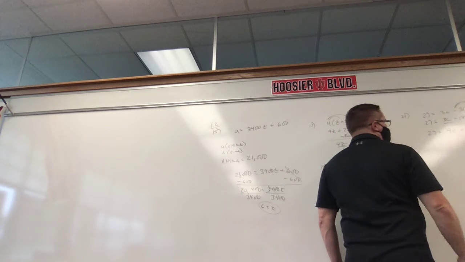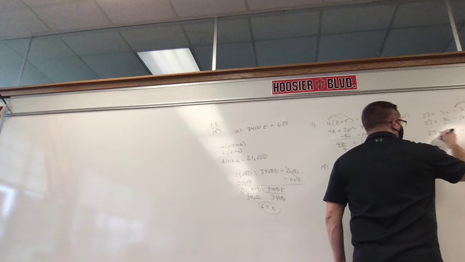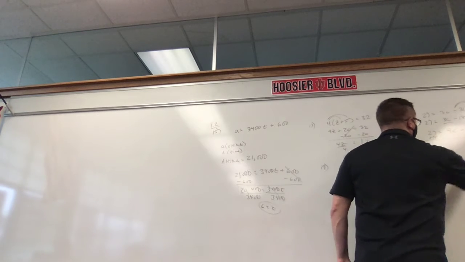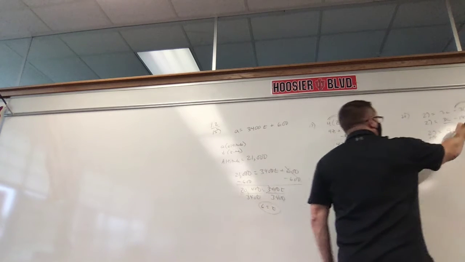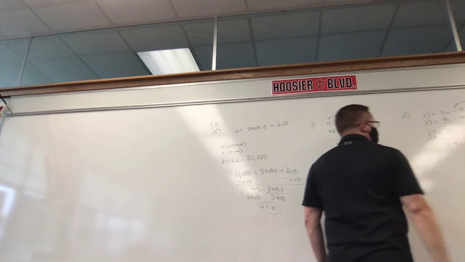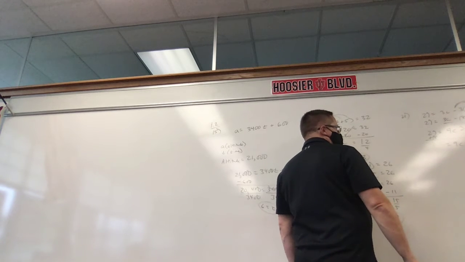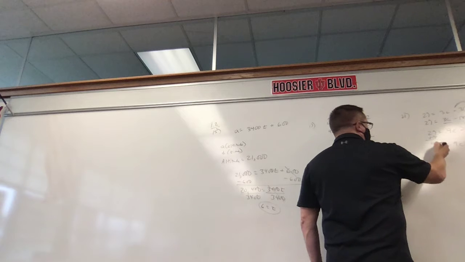Now we're going to get rid of the 9 and the 18. 18 first, it's farther away from the c. So we add 18. The 18's cancel, we're left with 9c on the right. On the left, we do what it says. 27 and 18 is 45.